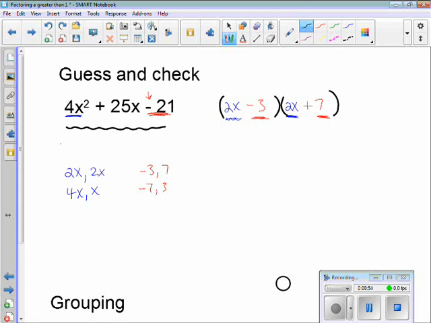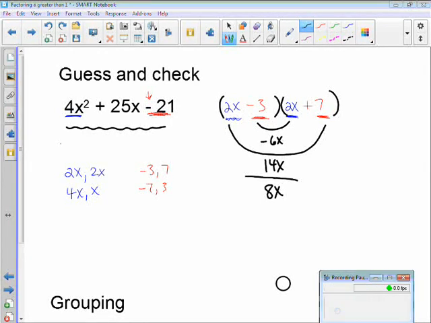So that's all good. Now I'm going to check with what I call my double smile, the things that create the outer and the inner terms that come together to create that 25x. I'll do my inner term, which is a negative 6x, that's the negative 3 times the 2x. And then the other one is 14x. Then I'm going to add those together, and in this case, I end up with 8x. I'm not looking for 8x. I'm looking for 25x. So I'm going to erase, and I'm going to try something different.